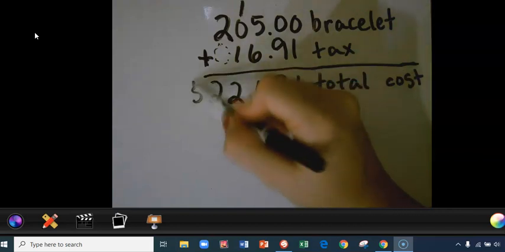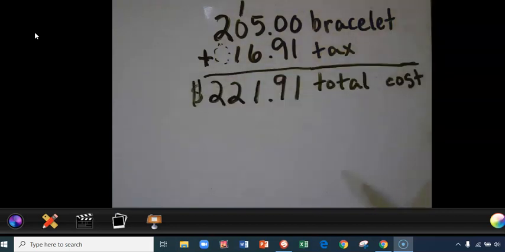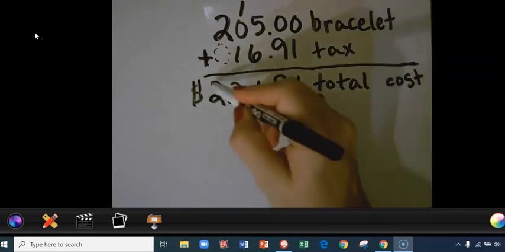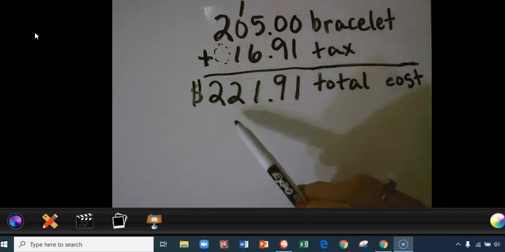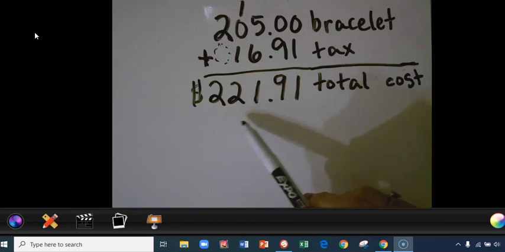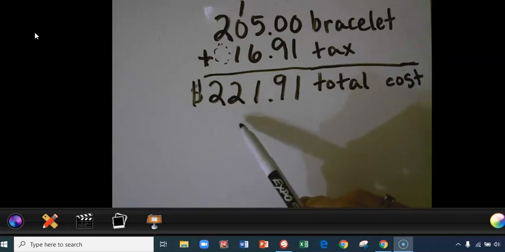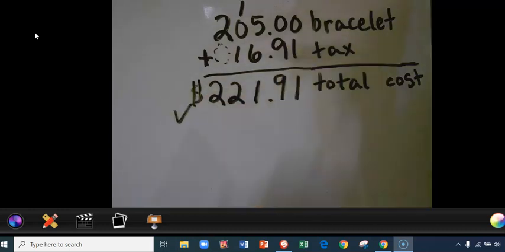So the total cost was $221.91. If you remember, our estimate was $230. And so this is not going to round to $230 exactly, but it is in the same ballpark. Okay, so it's somewhere semi-close. So we have a reasonable answer here. $221.91 was the total cost of the bracelet and the sales tax.